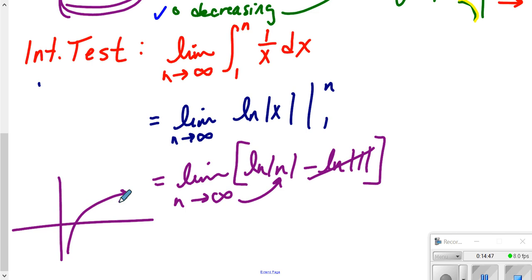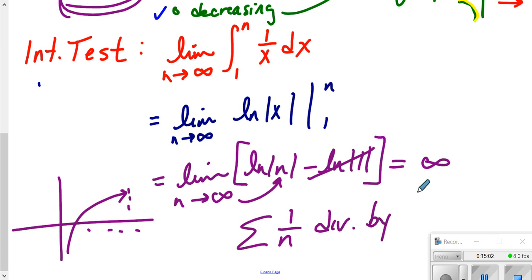So as I'm going bigger, bigger, bigger this way, this is getting bigger, bigger, bigger. Absolute value does not change that tendency. So this is a limit that goes to infinity. So I would say that my sum diverges by the integral test.